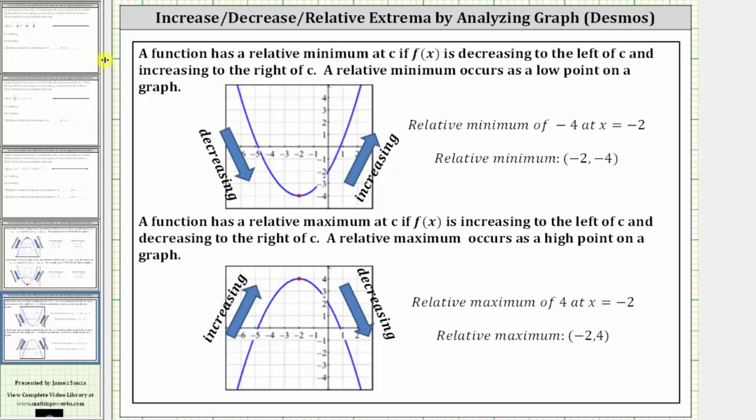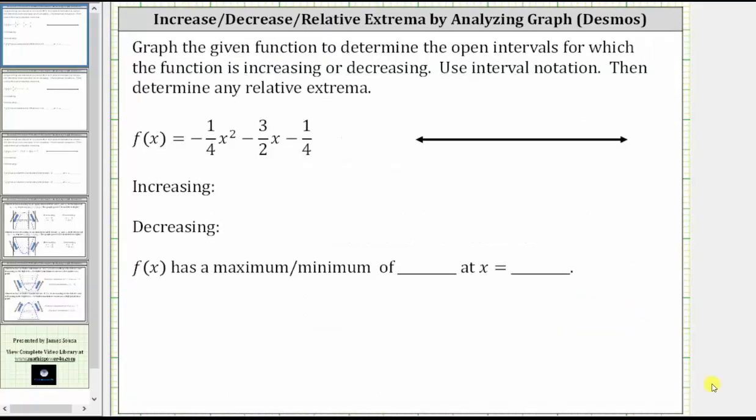Let's look at our first example. Graph the given function to determine the open intervals for which the function is increasing or decreasing. Use interval notation. Then determine any relative extrema. We are given f of x equals -1/4 x squared minus 3/2 x minus 1/4.